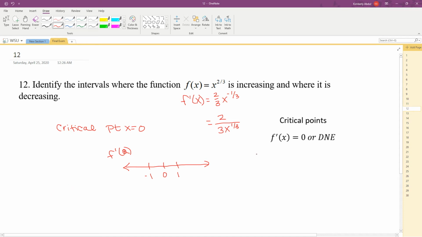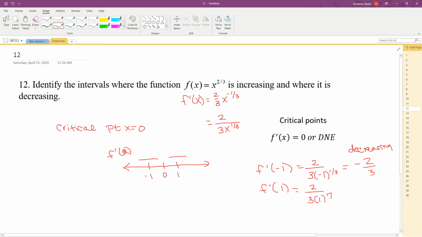So here, if I were to plug in f prime of -1, I would get 2/3 times -1 to the 1/3, and this is going to give me -2/3. So this is a negative value, so it means that it's going to be decreasing in this region. If I do the same thing, but I'm going to use f prime of 1, so something on this side, I would get 2/3 times 1 to the 1/3, and that would give me a positive 2/3. So that's going to be increasing.